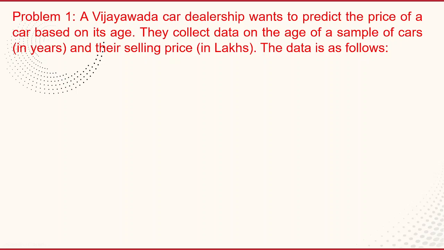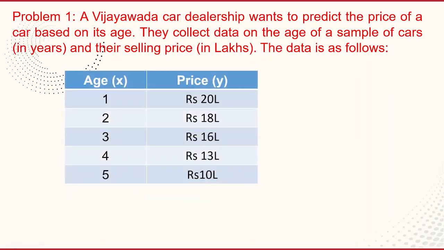Problem 1. A car dealership wants to predict the price of a car based on its age. They collect data on the age of a sample of cars in years and their selling price in lakhs. The data is as follows. The age is given, the price is given. If 1 year old, it's 20 lakhs. 2 years old, 18 lakhs. 3 years old, 16 lakhs. 4 years old car, 13 lakhs. 5 years old car, 10 lakhs. So like that, the age and the price are given.